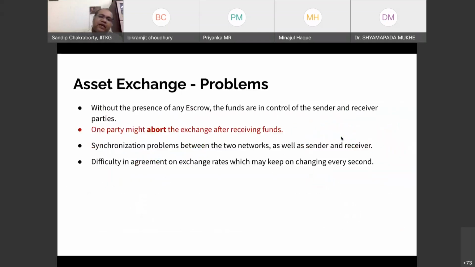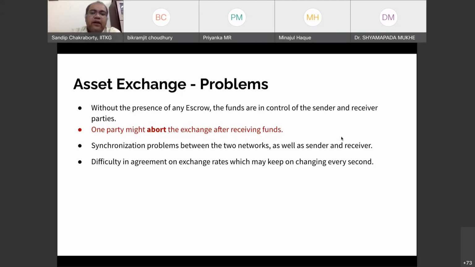But the problem of such kind of asset exchange is that without the presence of any escrow, the funds are in the control of the sender and the receiver parties. It might happen that one party might abort the exchange after receiving funds. So Bob just received the one Bitcoin from Alice, and immediately Bob aborts from the protocol. If that is the case, then Alice has actually lost her Bitcoin and she has not received the corresponding Ethereum from Bob.